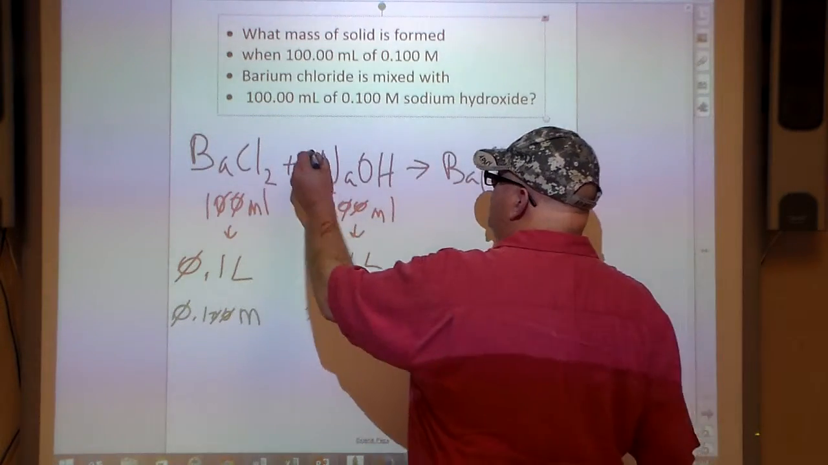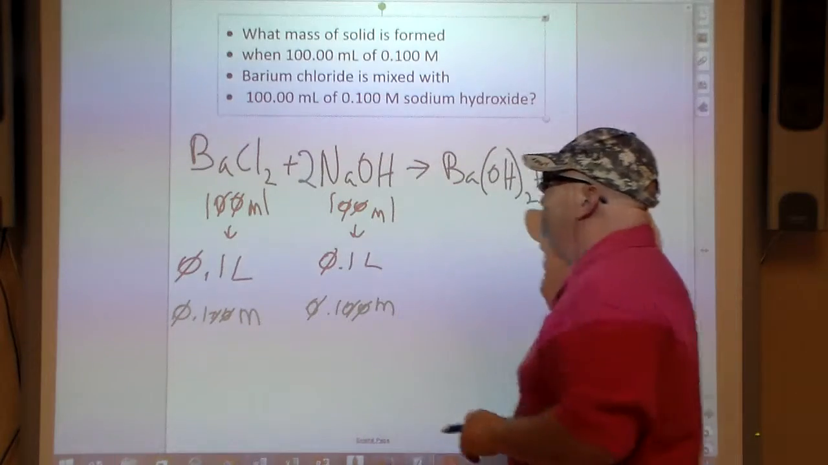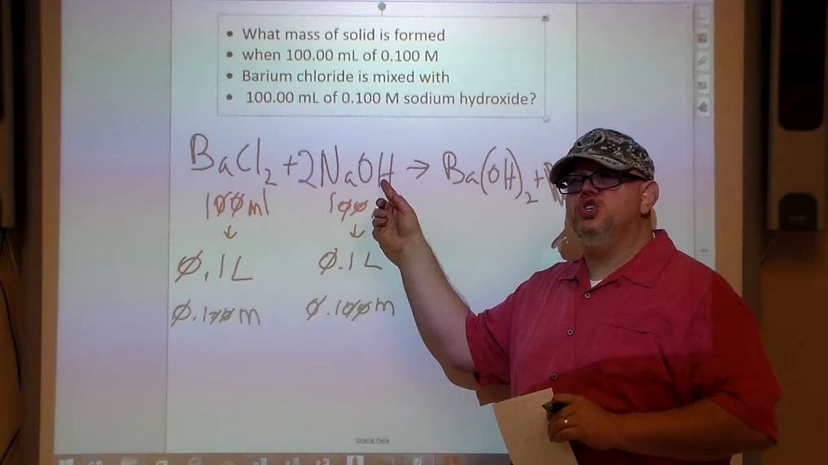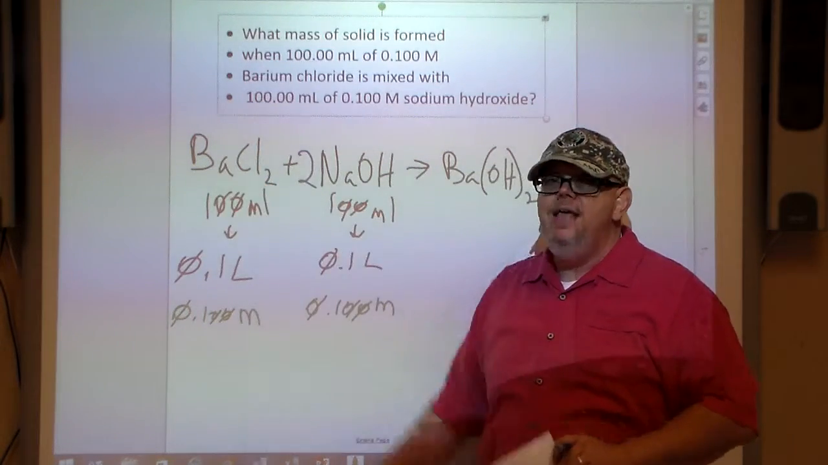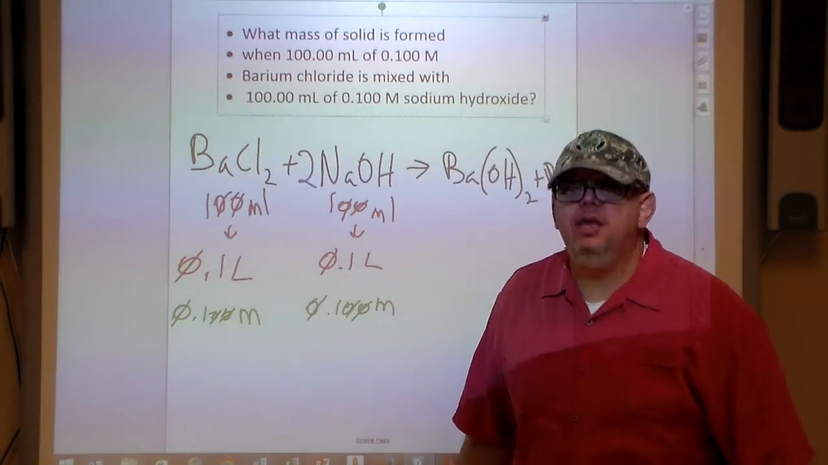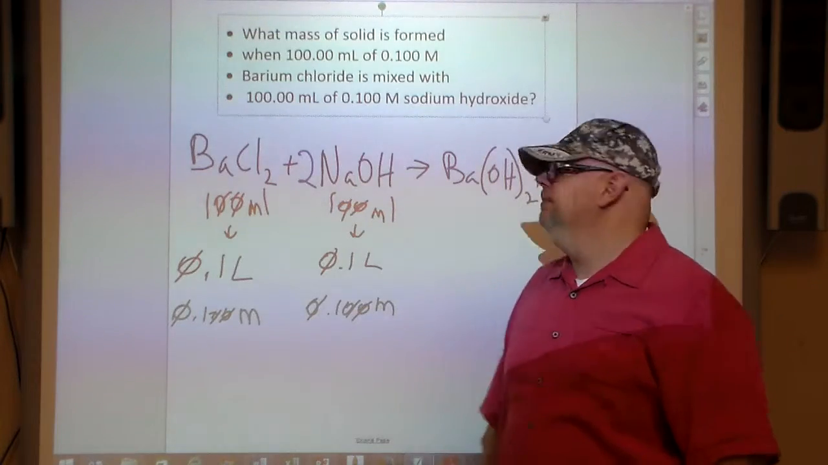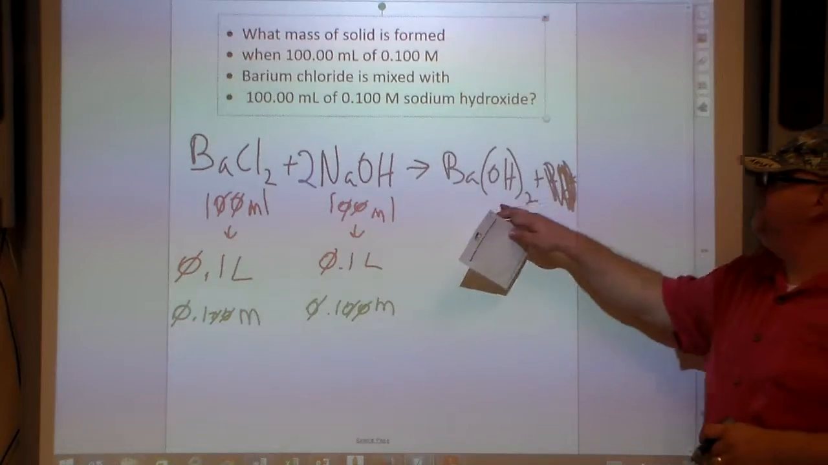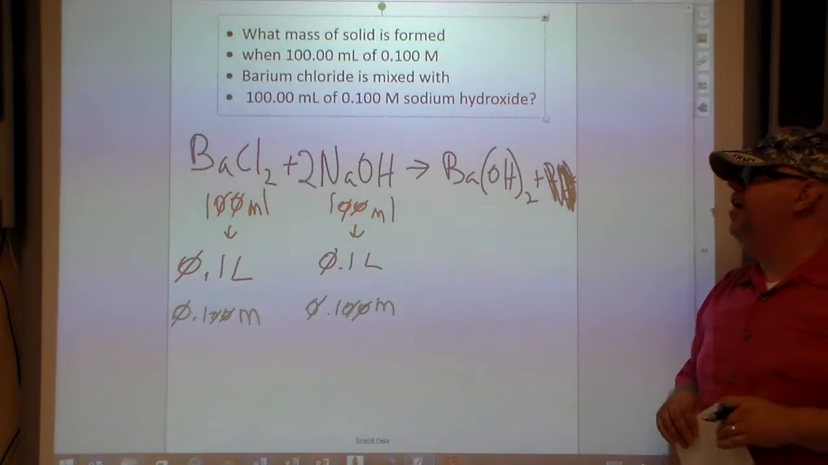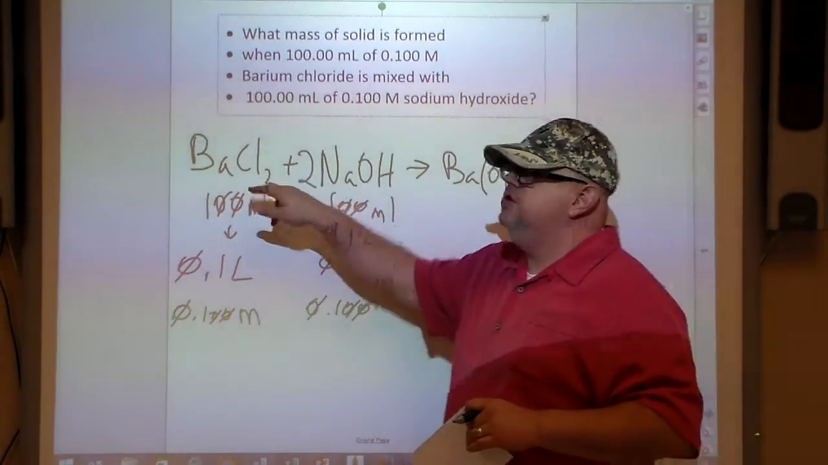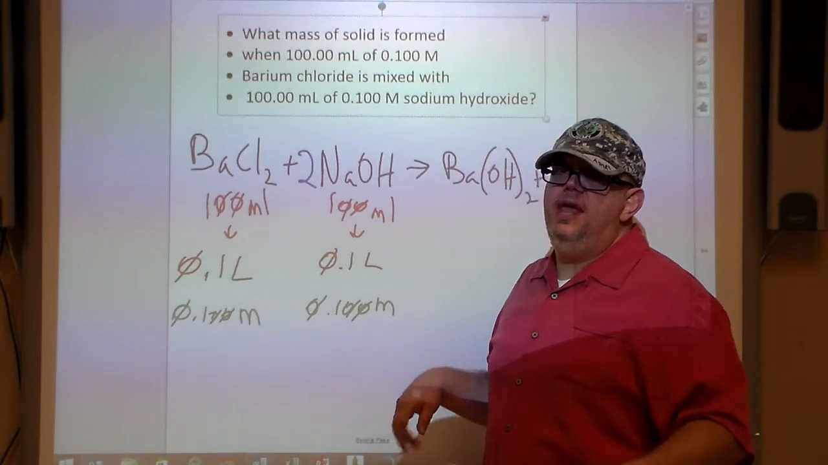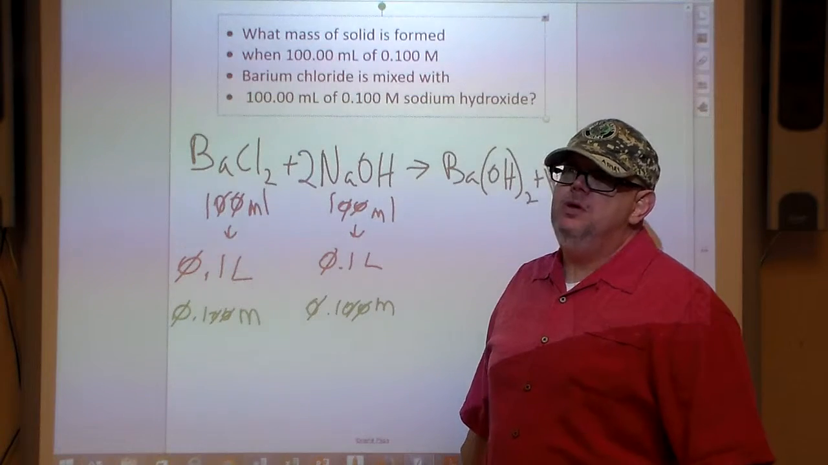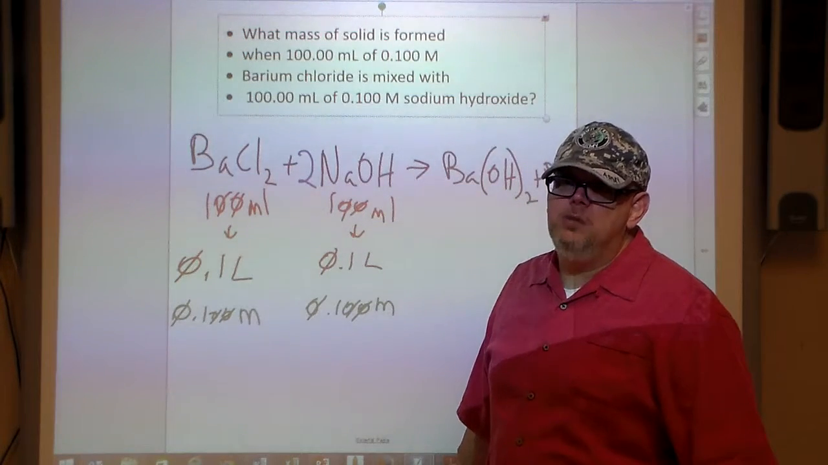In this case, we're going to need to put a 2 in front of the NaOH. Why? Because the OH has a -1 charge, and the barium has a +2 charge. So this is balanced. Now, do we have 2NaCl? Yes, because we'll have 2 sodiums and 2 chlorines, and that gives us 2NaCl. But we don't care about that.